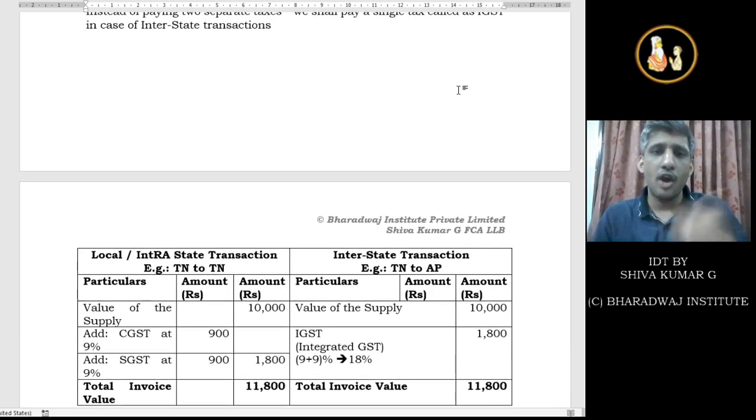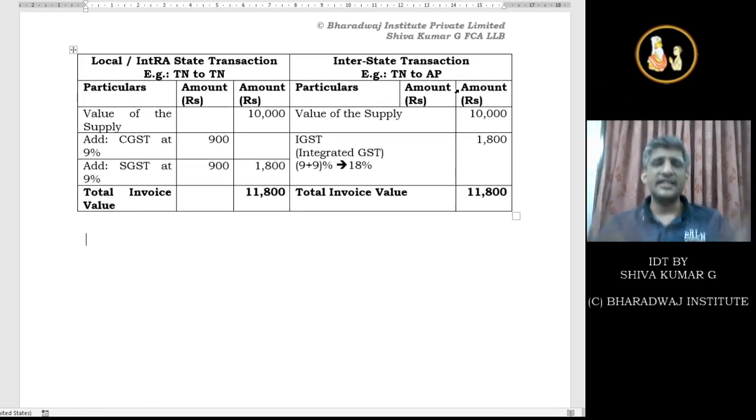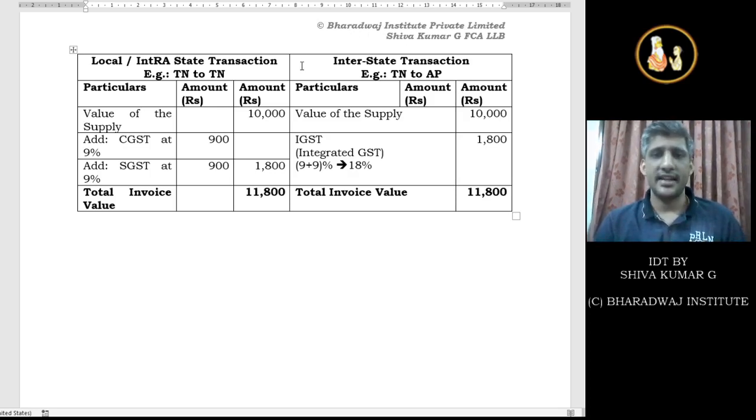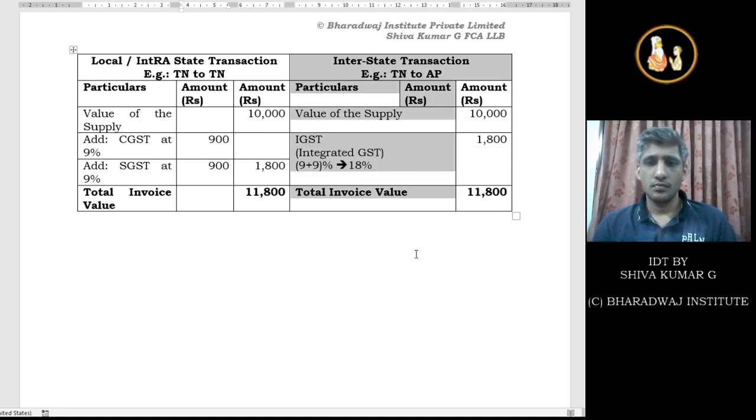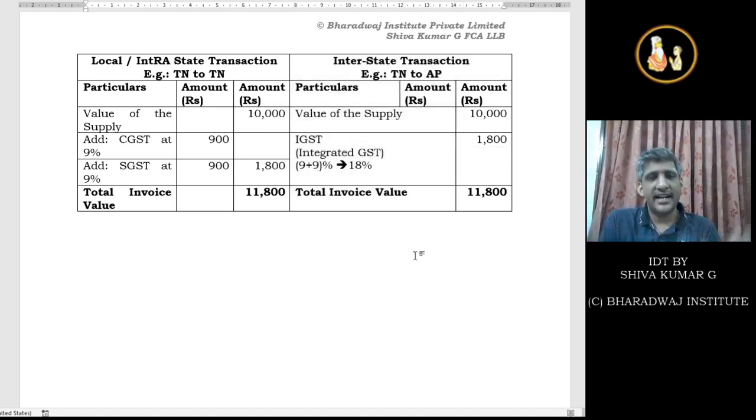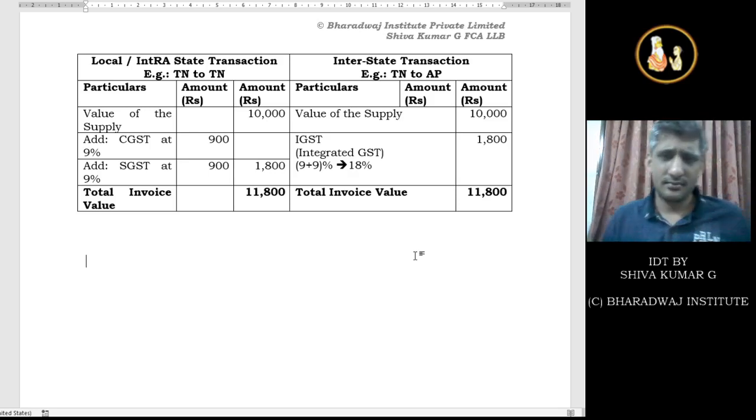Therefore, we have a new concept called IGST. So this is GST. If you understand this final table, this is called GST. Okay. The left-hand side is within-state transactions, CGST and SGST. I will pay 50% to the central government and 50% to my own state government. Over.